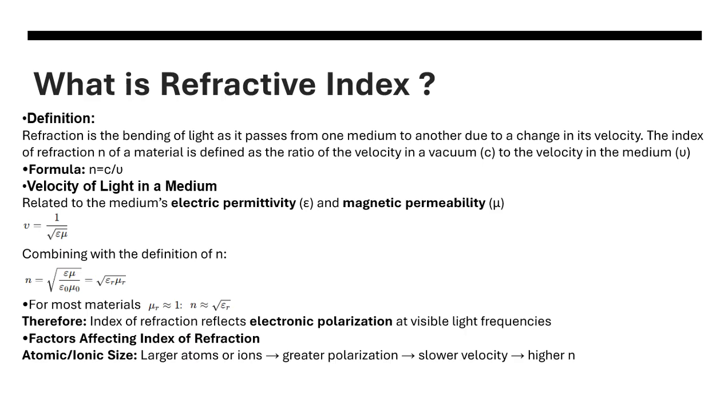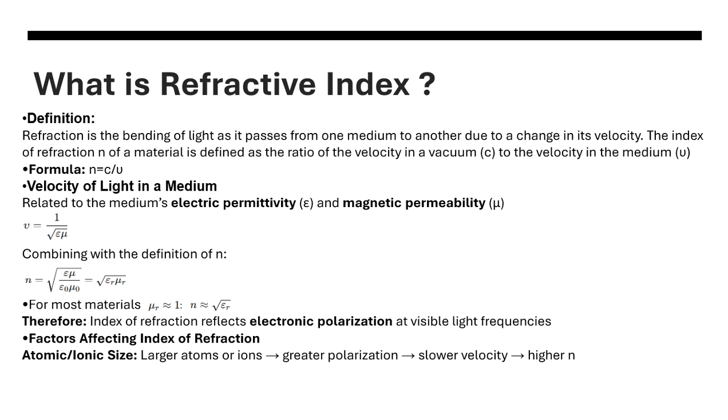Refraction is the phenomenon where light changes direction when it moves from one medium to another. This occurs because the speed of light decreases. To quantify this, we use what is called the index of refraction, symbolized as n. It is defined as a ratio of the speed of light in a vacuum to the speed of light in the material. So the greater the reduction in the speed of light, the higher the index of refraction.